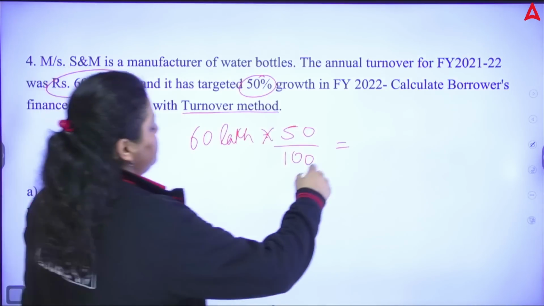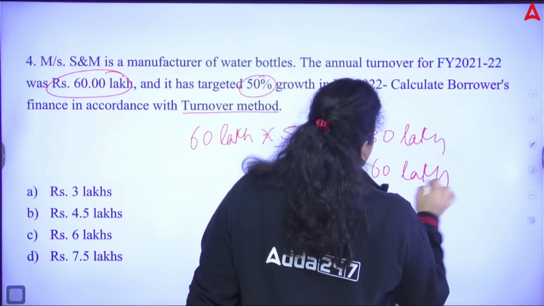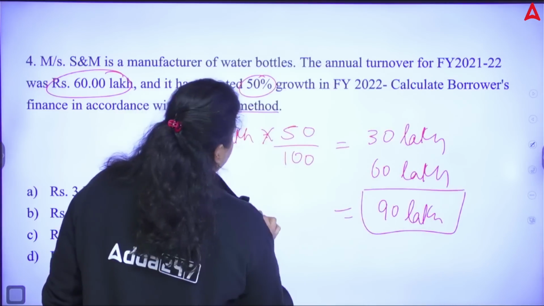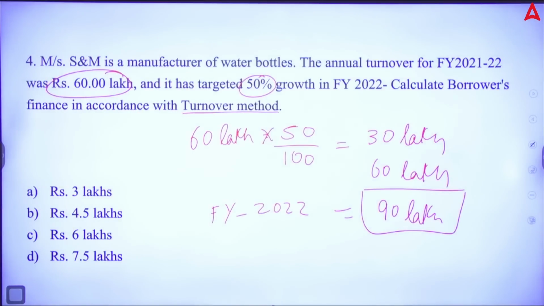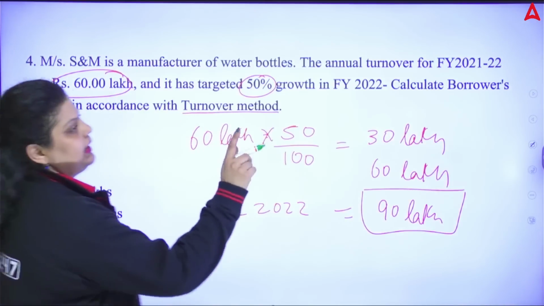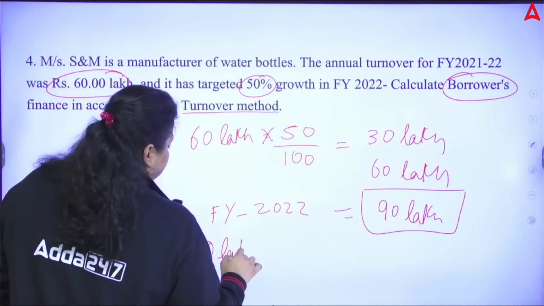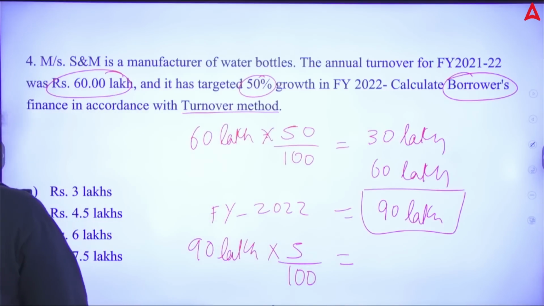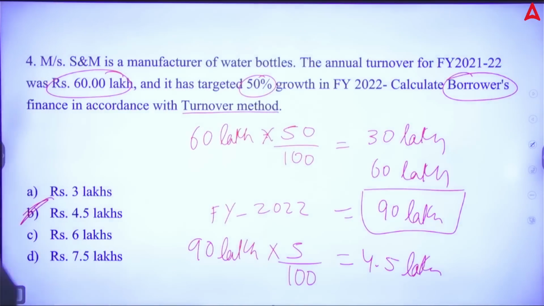So 6 into 5 is 30, so it is 30 lakh. And now your new turnover will be 60 plus 30. It gives you 90 lakh upcoming turnover, that's your turnover for the financial year 22. Clear? And on this 90 lakhs you have to calculate the borrower's side. So the borrower has to contribute 5%. So we have to calculate 5% of 90 lakhs. That will be 4.5 lakh. So the right answer is B.